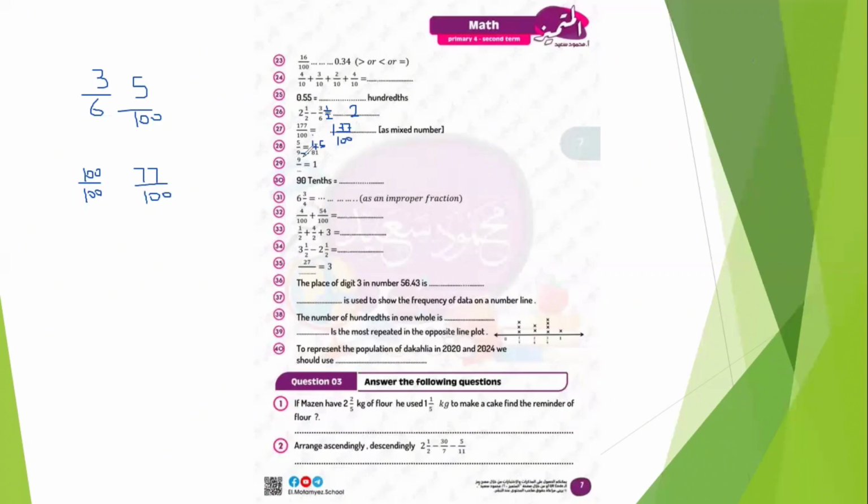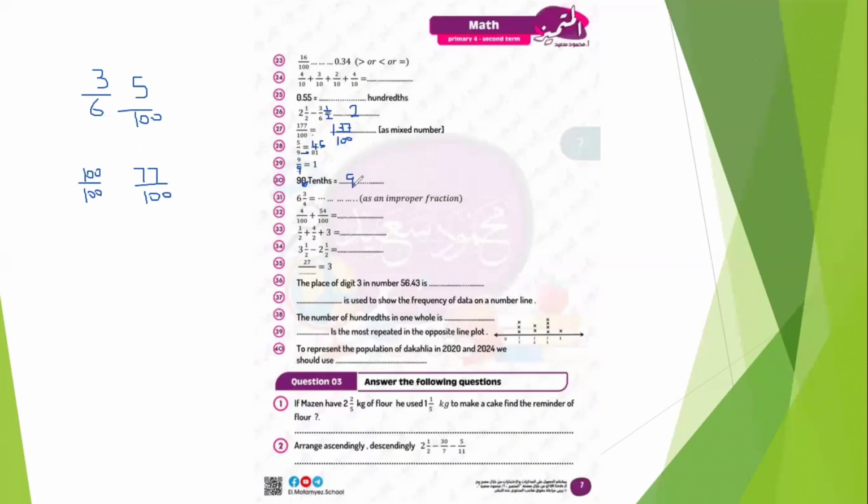29. 9 out of what equals 1? We said the 1 is 1 whole, so the numerator has to equal the denominator, so it's 9 out of 9. 30. 90 tenths. That means 90 out of 10 or 90 divided by 10. Move the decimal point to the left one step. It will be 9.